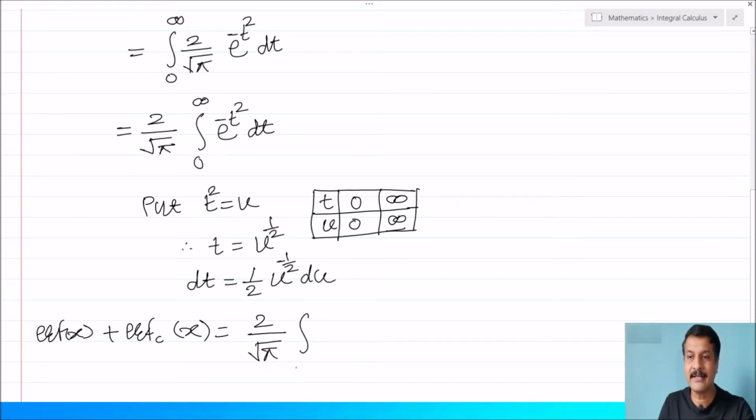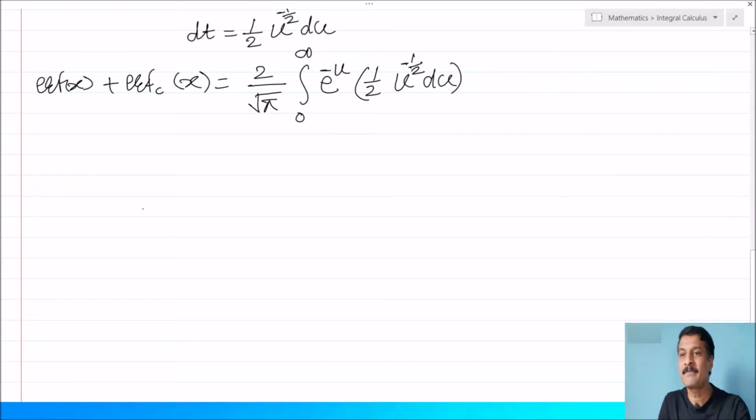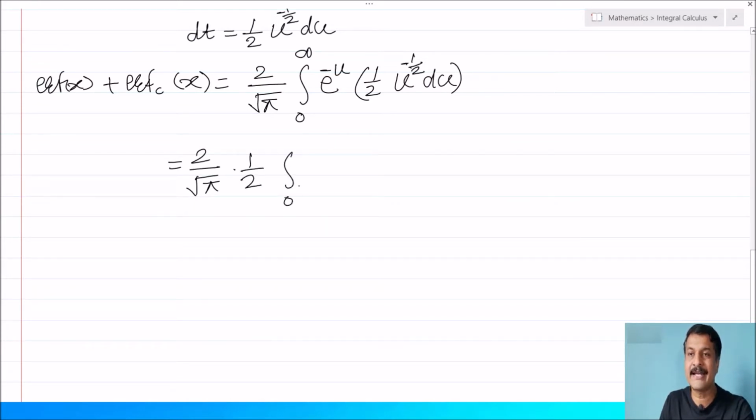and that is equal to 2 by root pi outside, integration, no change in the limits, but now e raised to minus t square becomes e raised to minus u, and dt is nothing but 1 by 2 u raised to minus half du. So take the constant term outside, meaning now only simplification. I am getting here 2 by root pi into 1 by 2, it's a constant, integration 0 to infinity e raised to minus u and u raised to minus half du.